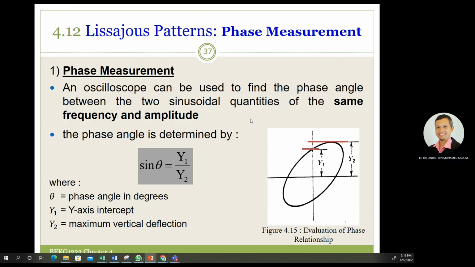Okay, so for the Lissajous patterns, there is a phase measurement. For example, an oscilloscope can be used to find the phase angle between two sinusoidal quantities that have the same frequency and amplitude. For example, if we see a y1 and y2, in order to find the phase angle, sine theta equals y1 over y2, and we can get the angle.